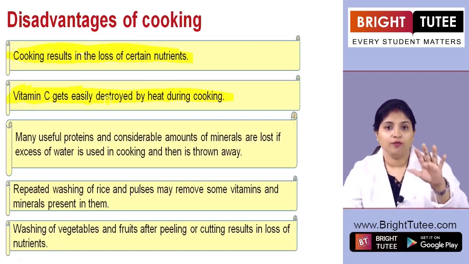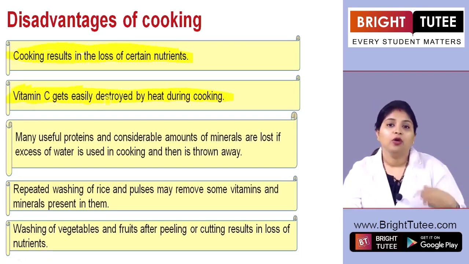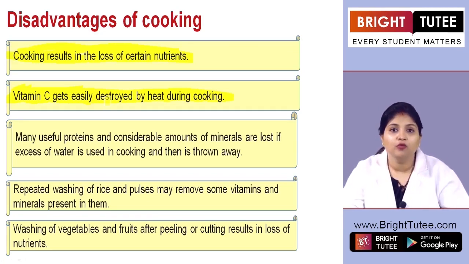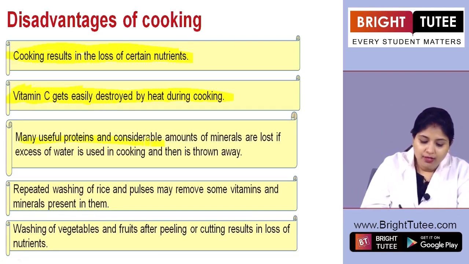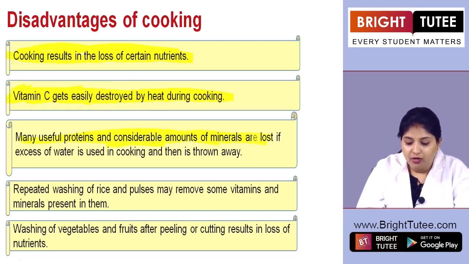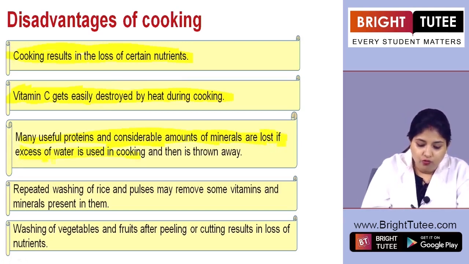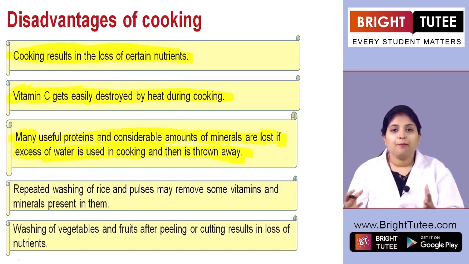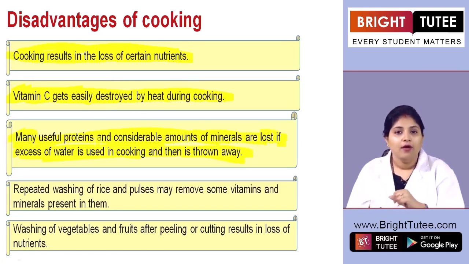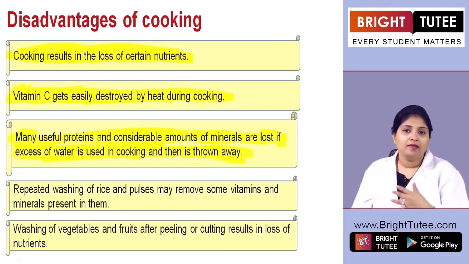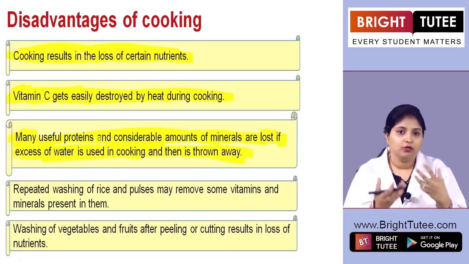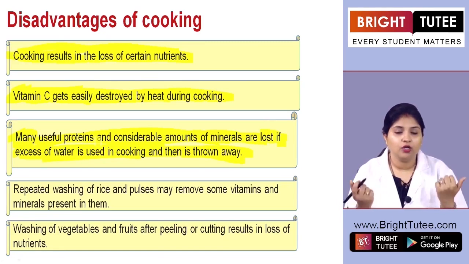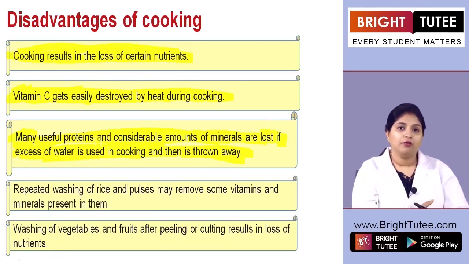Suppose you are cooking the pulse and throwing off the water, what will happen? You will lose all the protein which is present in that pulse, right? Many useful proteins and a considerable amount of minerals are lost if excess water is used and then thrown away. Say, for example, your mummy is cooking dal, and by mistake she puts a lot of water in it, and after cooking she realizes the pulse has become very watery. So what she will do is she might throw away the water, right?